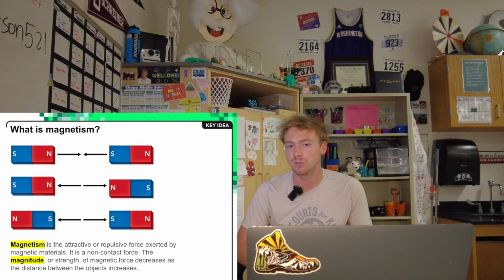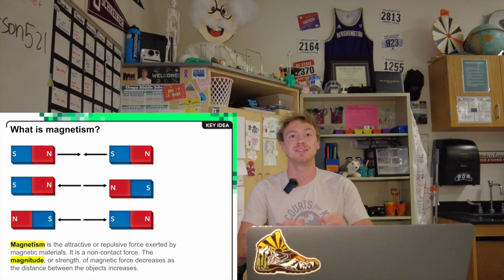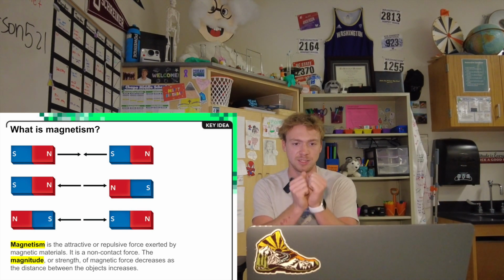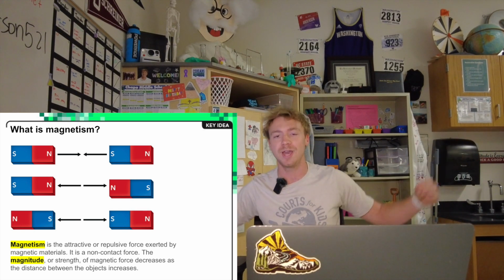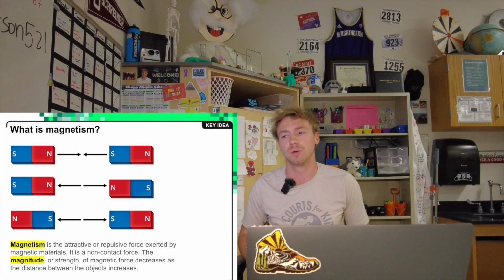And the magnitude or strength of magnetic force decreases as the distance between the objects increases, all right? As the objects get further away, the magnetic force decreases or gets lower.